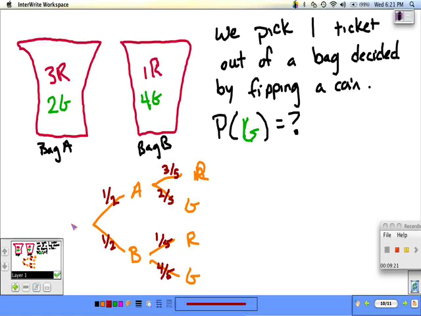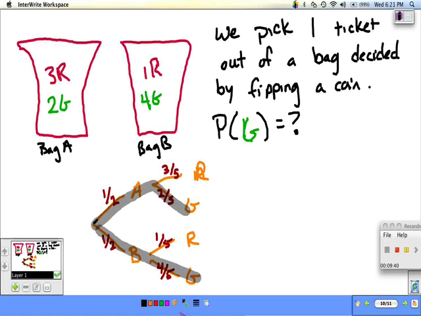Now I have to look at the different ways that I could end up picking a green. I could pick a green out of bag A, that would be this path. Or I could pick a green out of bag B, which would be that path. So my probability is going to be 1/2 times 2/5 plus 1/2 times 4/5.